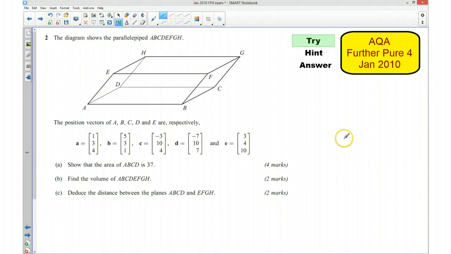Hi, this is question 2 from the Further Pure for January 2010 exam paper by AQA. I'd like you to have a try at this question first of all, so if you could pause the video and read the question and then have a go.